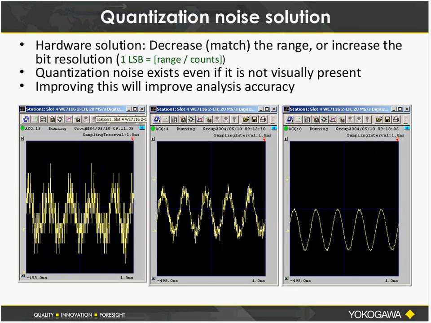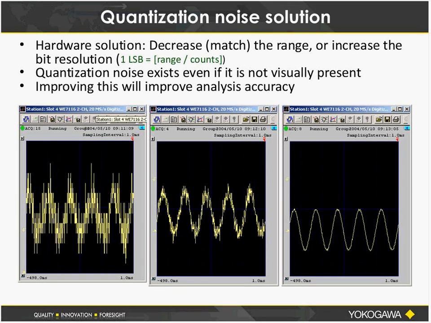So if you go from 8 to 12 bits of instrument resolution, then you've improved your system 8 times. And then if you go from 12 bits to 16 bits, that's 64 times improvement from 8 bits to 16 bits, excuse me. So it is an exponential improvement. Now, keep in mind that I've dramatized the effects of this quantization noise, but even if you don't see it visually like we do in this example, it still exists.